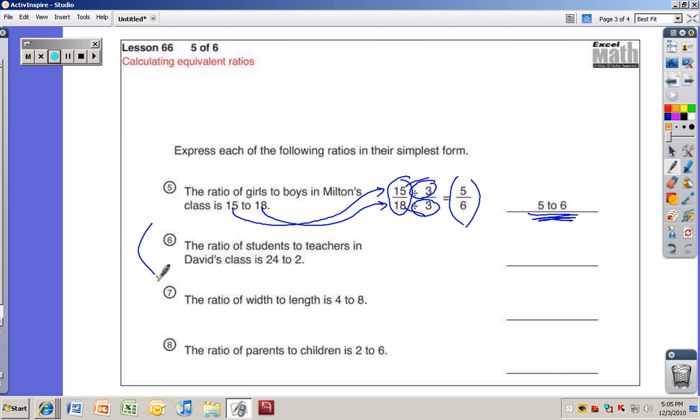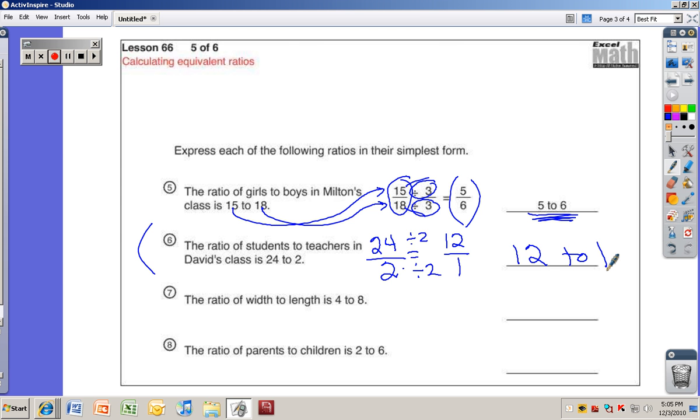Try just number 6. Pause the video and turn it back on when you're ready to see the solution. The ratio of students to teachers in David's class is 24 to 2. So it's going to look like this. The only number I can divide 2 by is 2, and I can also divide 24 by 2. So the answer is 12 over 1. So the ratio is 12 to 1 in its simplest form.